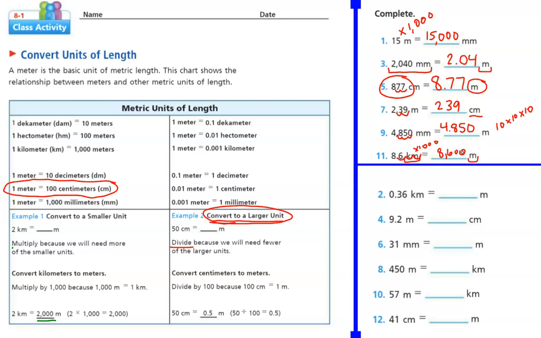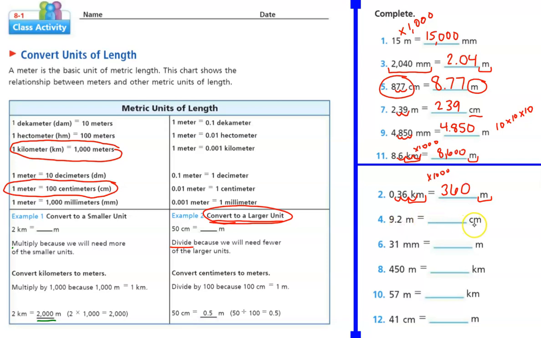All right, 0.36 kilometers to meters. So again, this is a larger measurement. I want to know it in a smaller size of measurement. So this number is going to end up getting bigger than 0.36. It's going to get 1,000 times bigger because there are 1,000 meters in a kilometer. So that's going to be 1, 2, 3 zeros, 1, 2, 3 place values to make this 360 meters.